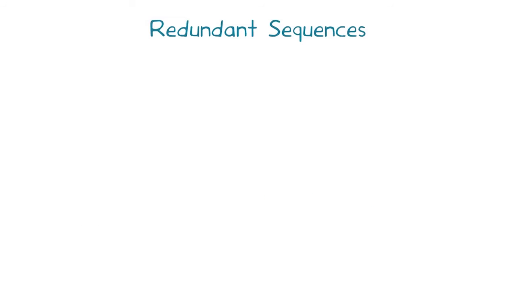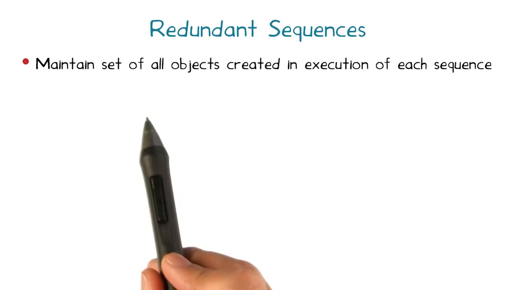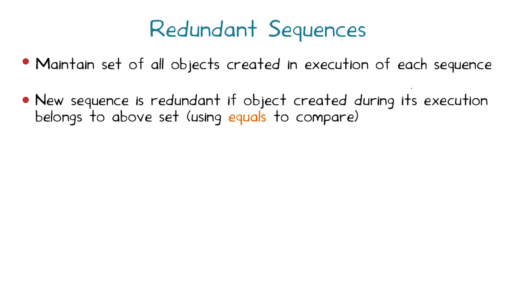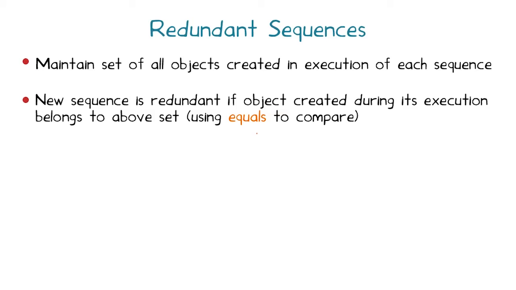Randoop uses a simple heuristic to decide whether a sequence is redundant. It maintains the set of all objects created in the execution of each sequence. A new sequence is considered redundant if each object created during its execution belongs to this set. Randoop uses the equals method to do this comparison check for each object.